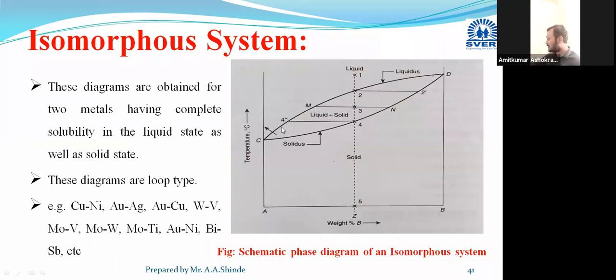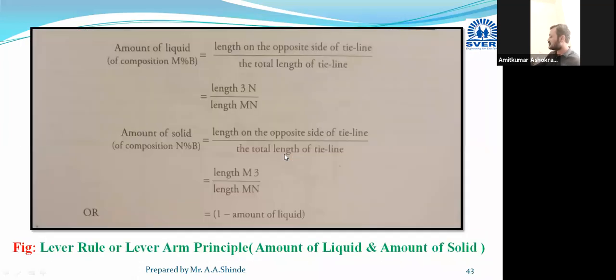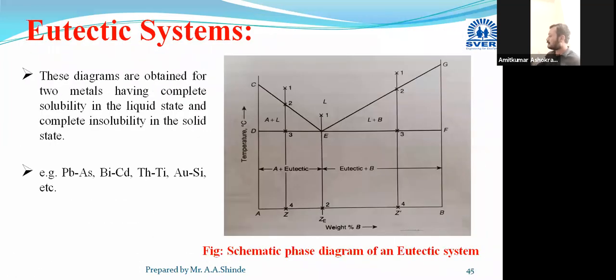And then in the isomorphous system, CMD is the liquidus line, and CND is the solidus line. In the same way, in this eutectic system also, this CE and EG is the liquidus line, and above this liquidus line, the alloy is in liquid state only.